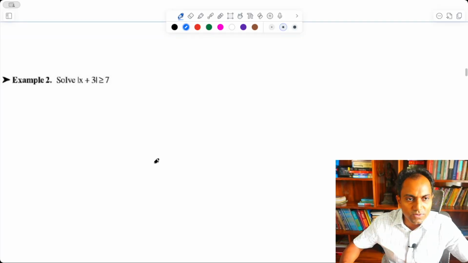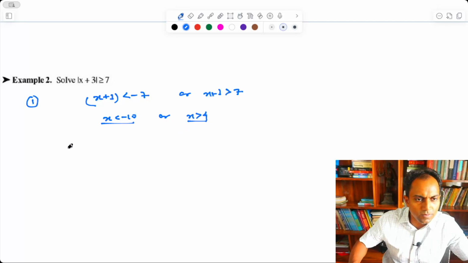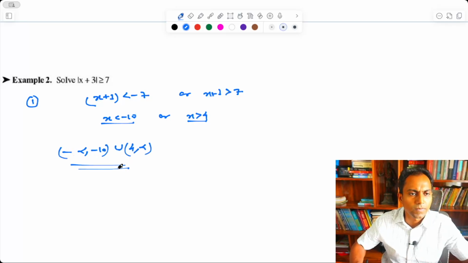So if I do this next one, you can see the greater than or equal to sign is there. So in the first step, whatever is inside the mod, I will consider that as one quantity. So either this could be smaller than -7 or x plus 3 could be greater than +7. If I solve the first one, x would be smaller than -10 or x would be greater than 4. That would mean my answer will become -infinity to -10 union 4 to infinity. Very simple, very elementary. I hope you are getting the idea.